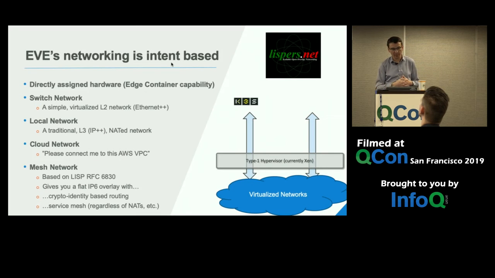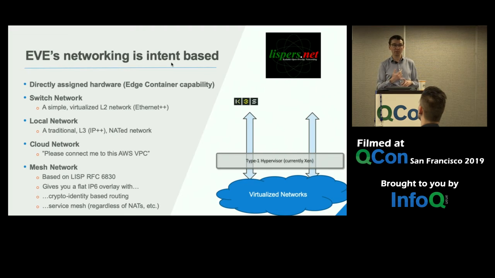Very quickly going through a couple of additional things in EVE. So EVE's networking is intent-based. You will find it very familiar to any type of networking architecture that exists in, let's say, VMware or any kind of virtualization product, with a couple of exceptions. And I'll cover them, right?